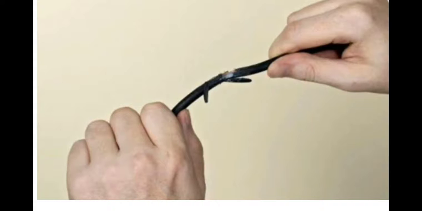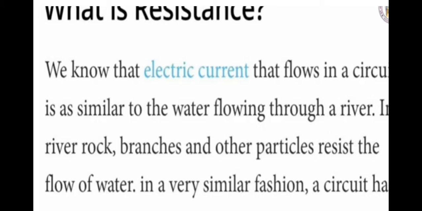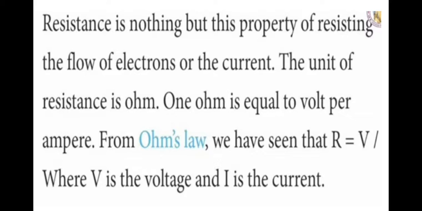Before that, we have to know what resistance is. We know that electric current flowing in a circuit is similar to water flowing through a river. In a river, rocks, branches, and other particles resist the flow of water. In a very similar fashion, a circuit has elements to resist the flow of current. Resistance is nothing but this property of opposing the flow of electrons, or the current.